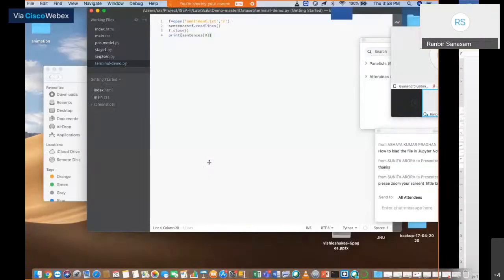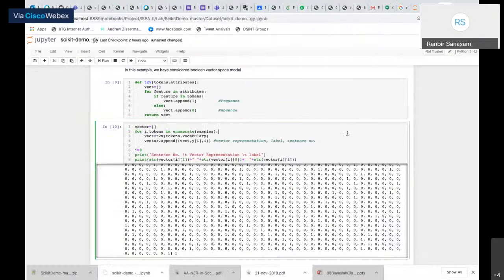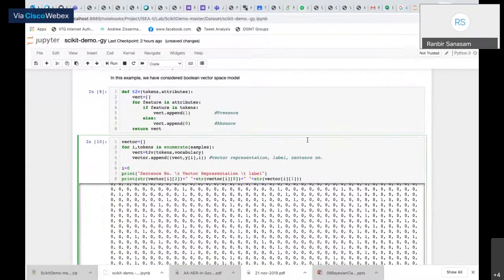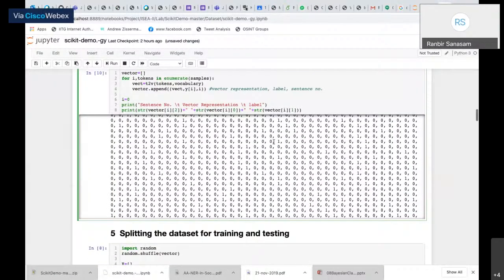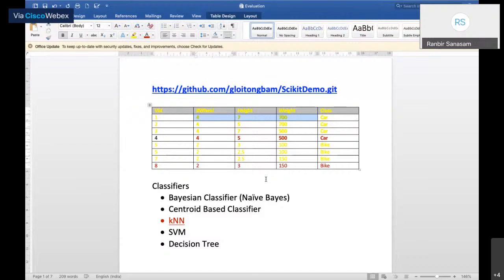Okay, you are asking to zoom in a little bigger. So now what I have is this data set in the vector space model, the same as this table. Now that I have this, I can apply a classifier.